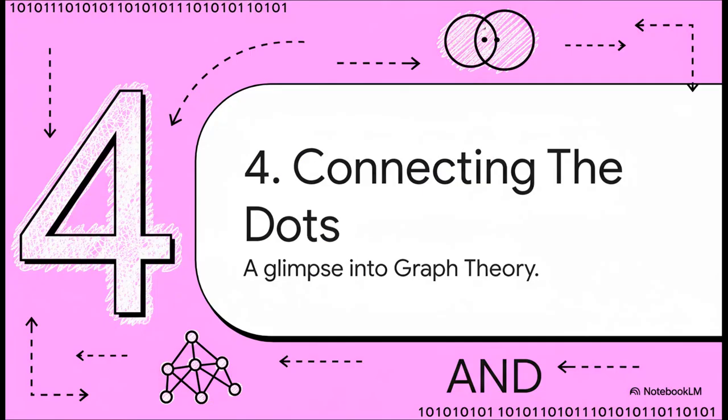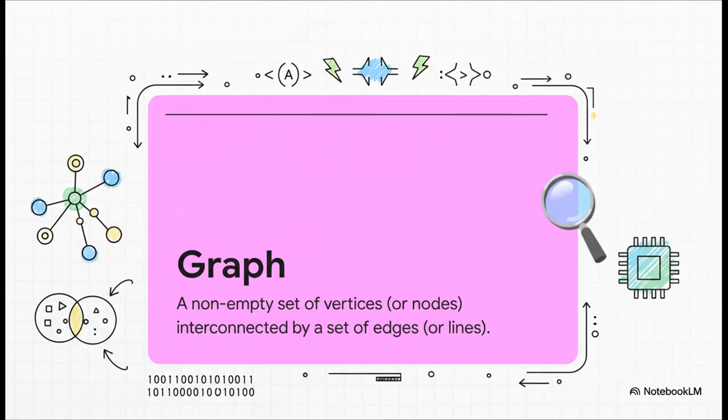Okay, so let's recap. We have rules for logic, we have containers for our data. So what's next? Well, now we get to start building structures. Let's see how it all comes together as we connect the dots with graph theory. Now, I want to be clear. When we say graph here, we're not talking about a bar chart from a spreadsheet.